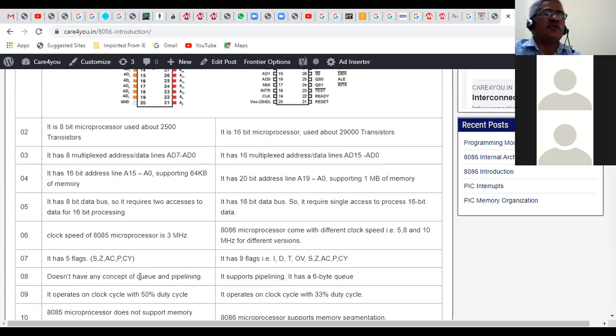8085 doesn't have any concept of pipelining and queuing. 8086 has a 6 byte queue that acts as a pipeline. And you know the purpose of a pipeline. It is the same as the pipeline used for carrying water in our houses. The drop of water that enters the pipe first will be out of the pipe first. But it's not merely saying that, it speeds up the operation of the microprocessor. We will discuss it at times.